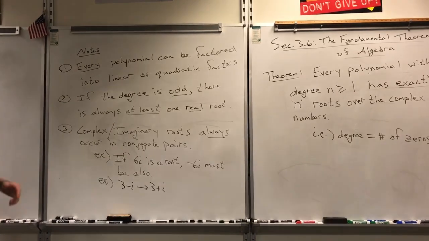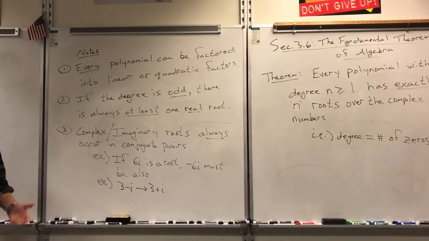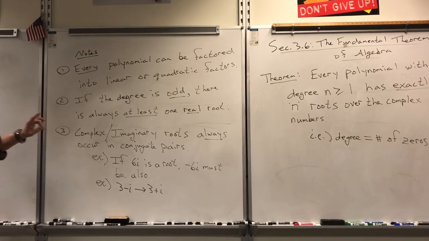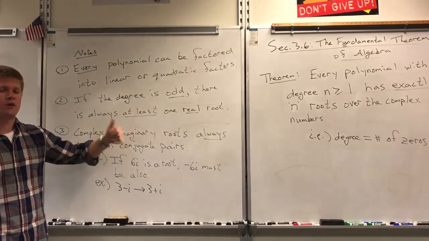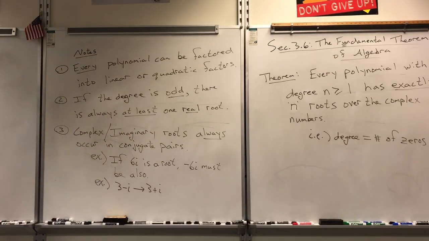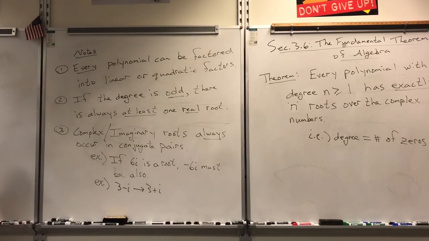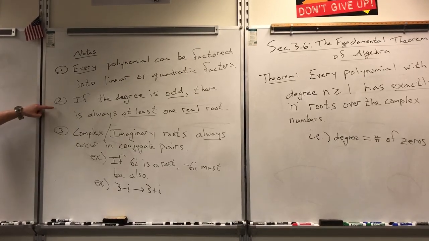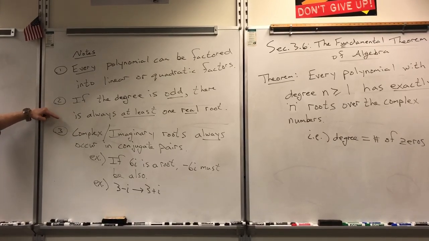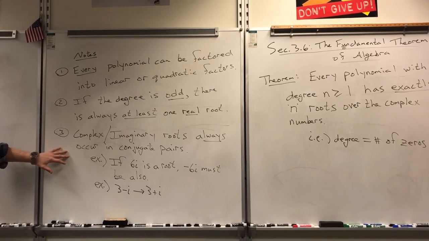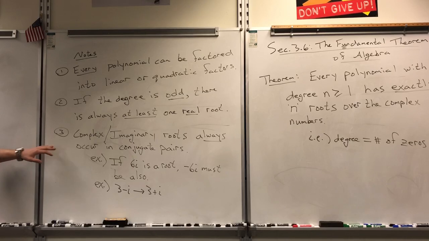Secondly, if the degree is odd, just again something to keep in mind, if I have an odd degree, highest power, I will always get at least one real solution, always. With an even degree, I may or may not get that, and hopefully you can visualize and think why that would actually be the case. So again, if we have an odd degree, I have to get a real solution, at least one, I might have more.